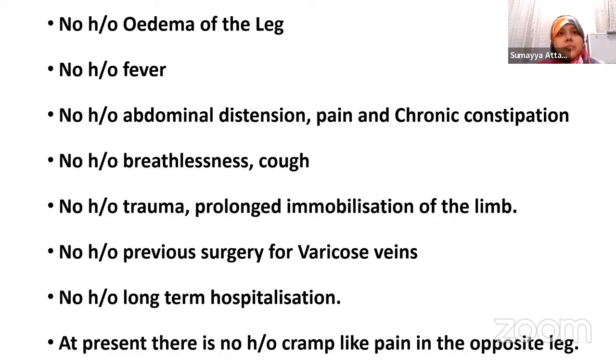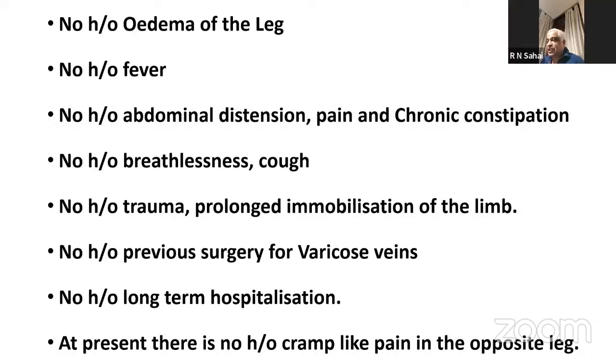Okay. Yes, sir. No, at present there's no history of cramp-like pain in the opposite leg. Did you ask for any swellings in the opposite leg? Any dilated veins in the opposite leg? Yes, sir, I did ask, sir. Where is that? It's not shown there. So you're just asking for pain in the opposite leg. Why do you ask for pain in the opposite leg? Because he has a history of PVD in the opposite leg, sir. At present, he doesn't have the cramp-like pain.